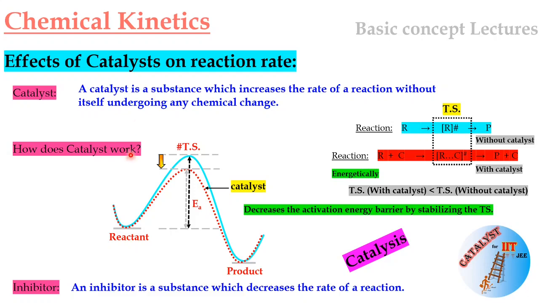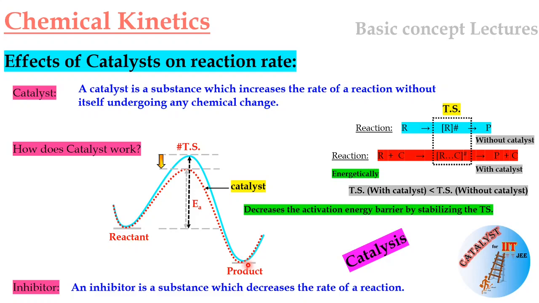How does a catalyst work then? You have a reactant and you have a product. You all know that the reactant goes via a transition state and then forms a product. But in the presence of a catalyst, it decreases the energy of the transition state. So it decreases the activation energy of the reaction path, correct? If the activation energy decreases, that means you have to cross a smaller energy barrier to reach the product state. That is why the reaction rate increases.